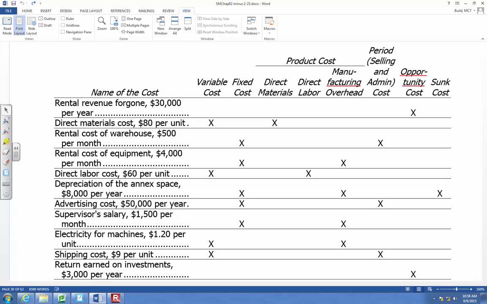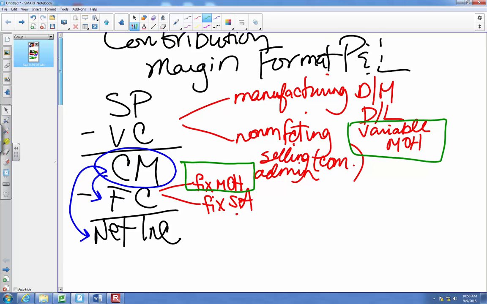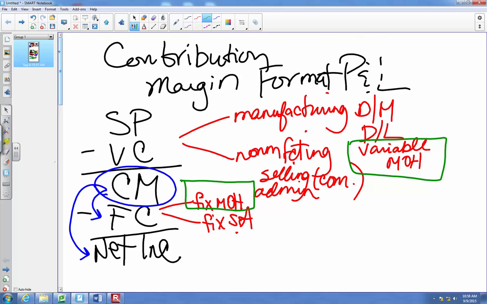Supervisor salary of $1,500 per month would be a fixed cost and product cost. It is a product cost, and specifically, it is manufacturing overhead, and we even know what to call that. It's the supervisor. What's that an example of? Good, indirect labor. Right? So indirect labor and indirect material are both elements of variable manufacturing overhead, right?